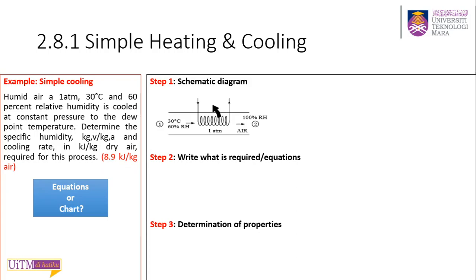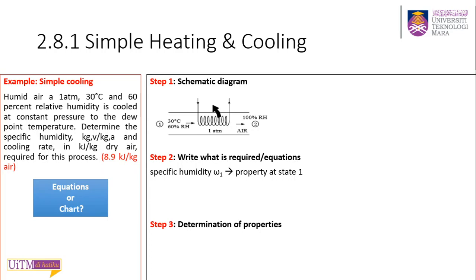So for step 1, we draw the schematic diagram. For step 2, what is required? The first one, since we are using the chart, it wants us to read the specific humidity from the psychrometric chart. Gunakan chart, baca specific humidity. Dan specific humidity ni ingat dia sama, 1 sama dengan 2. So tak kisahlah kita baca dekat 1 ataupun kita baca dekat 2, dia akan sama.